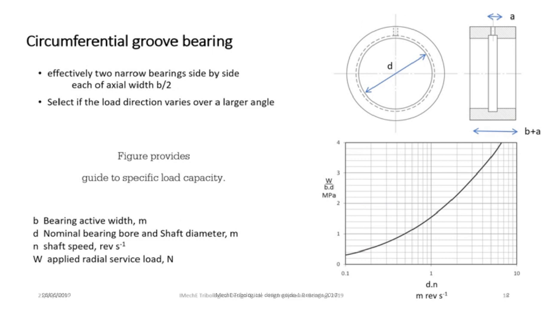If the load varies over a rather larger angle, then it may be preferable to supply the lubricant from a circumferential groove. This effectively splits the bearing into two narrower journals. Again, if we know W, B, D and n, then the graph indicates the maximum acceptable value of a specific load, W over BD. The width of the groove or pocket, dimension A, should be about D upon 10, and its depth about D upon 30.